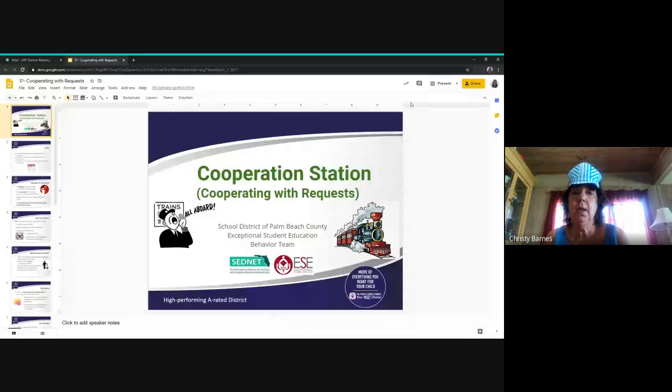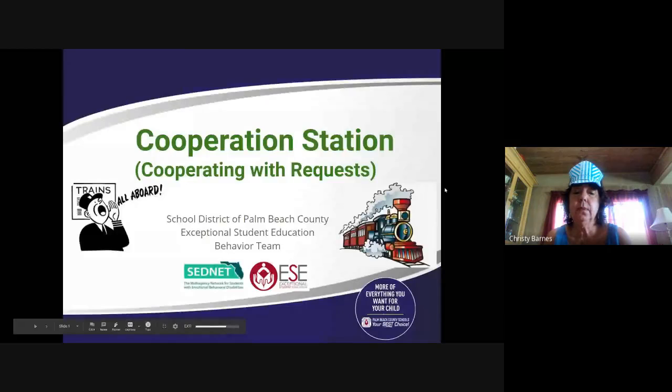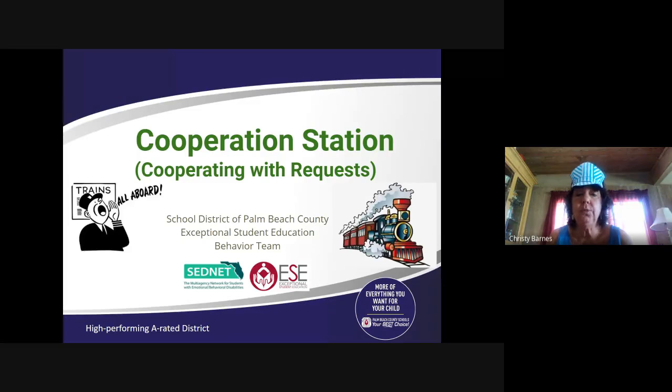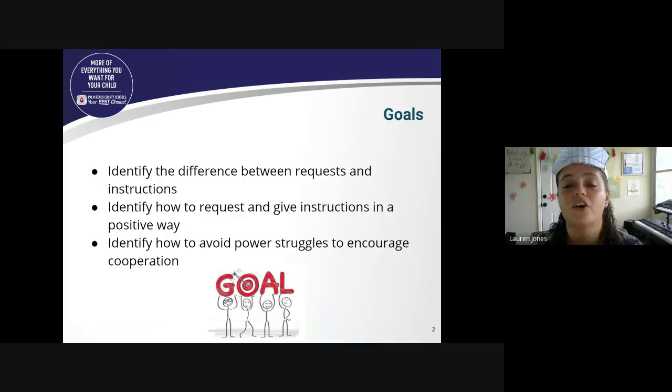Today, we are going to go over the social skill cooperation. The name of our training today is Cooperation Station, Cooperating with Requests. All aboard! The goals for today's lesson are to identify the difference between requests and instructions, identify how to request and give instructions in a positive way, and identify how to avoid power struggles to encourage cooperation.